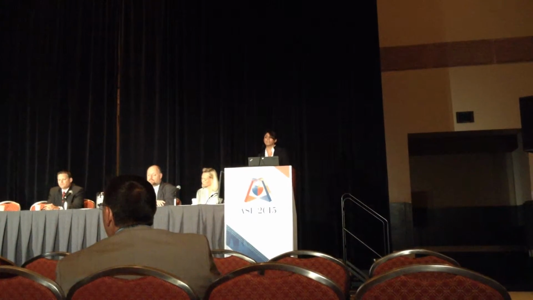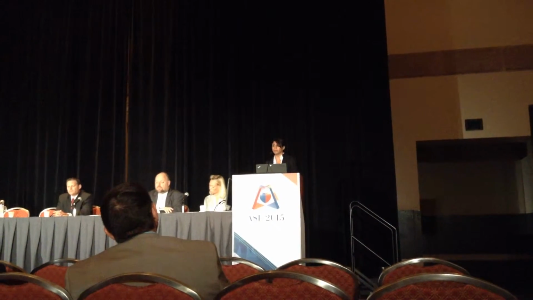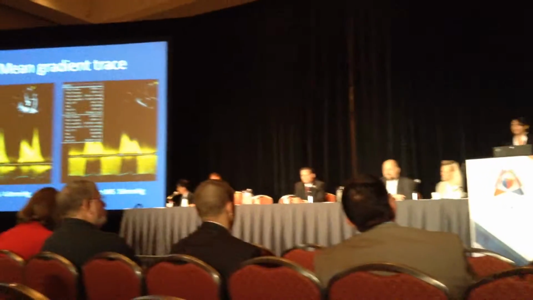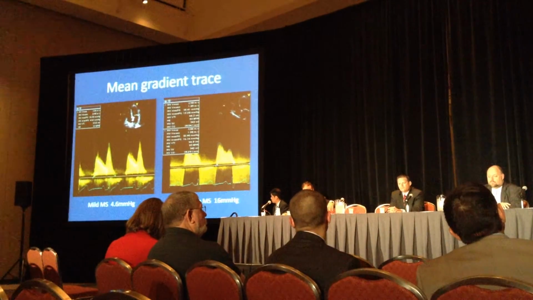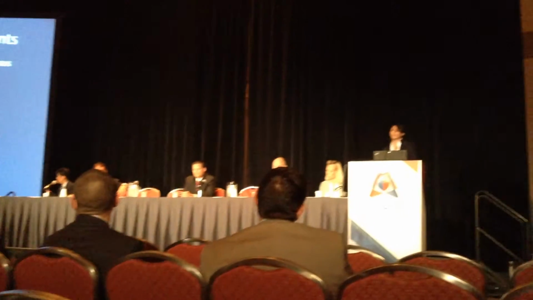And this is a severe mitral stenosis, and you can see a mean gradient of about 16 millimeters of mercury. But what you need to take into consideration here is, if you have high flow, you will get high gradients. If the patient's pregnant or if they have a mitral regurgitation or tachycardia, you will get high gradients through this valve.